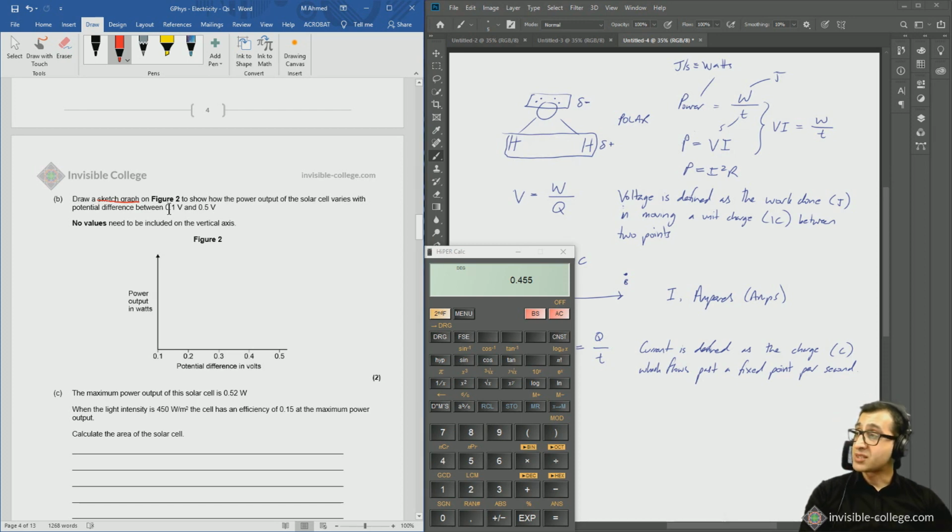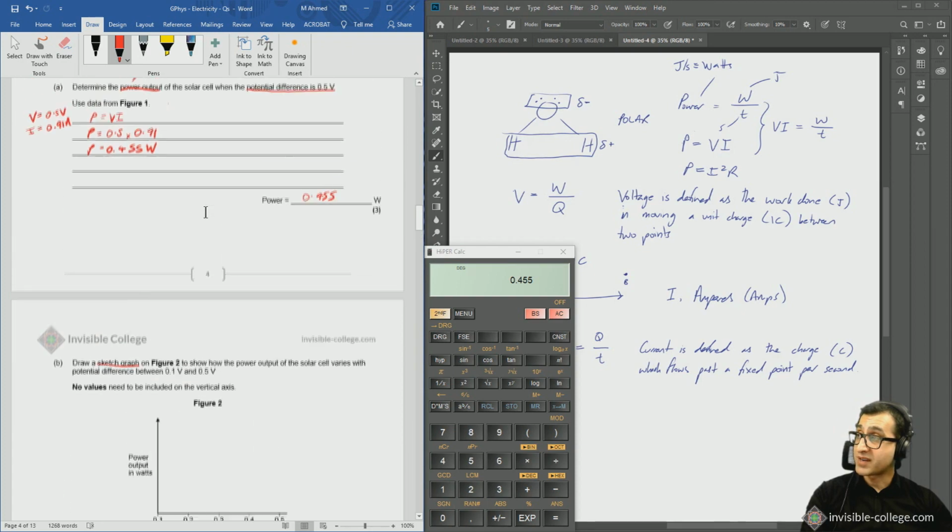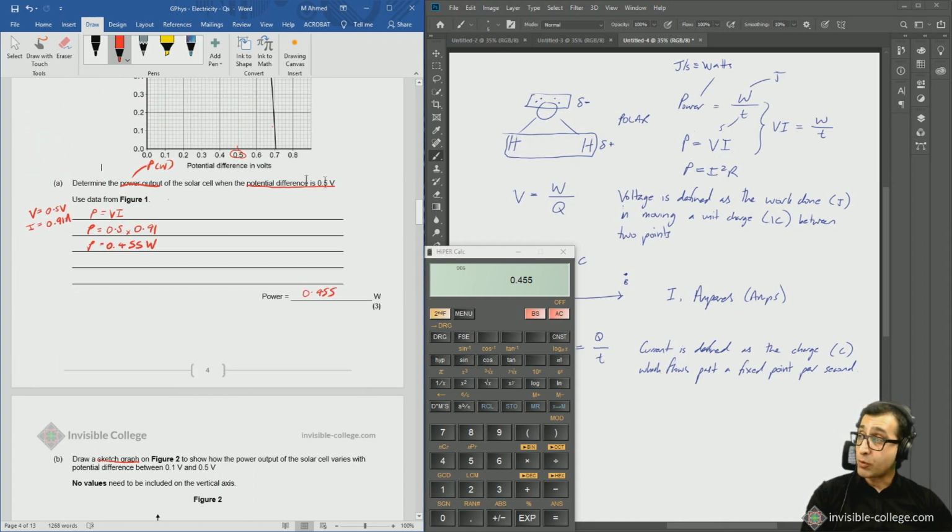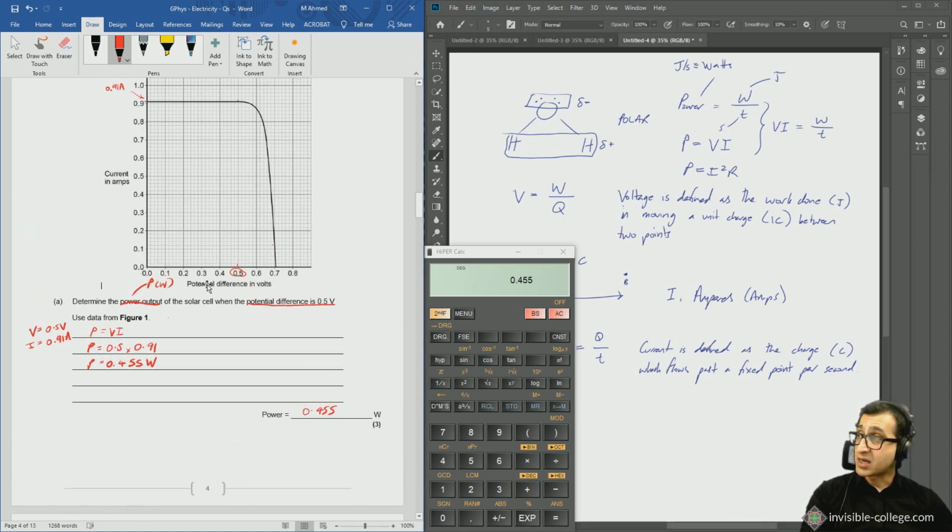Well, you're being asked to show how the power output changes between 0.1 and 0.5 volts. Now, we just calculated that at 0.5 volts, the power output is 0.455. So what we need to do is get an idea of what the power output is between this point, 0.1 volts, and 0.5 volts. At 0.1 volts, so at this position here, if we look at the current, it's still 0.91 amps.